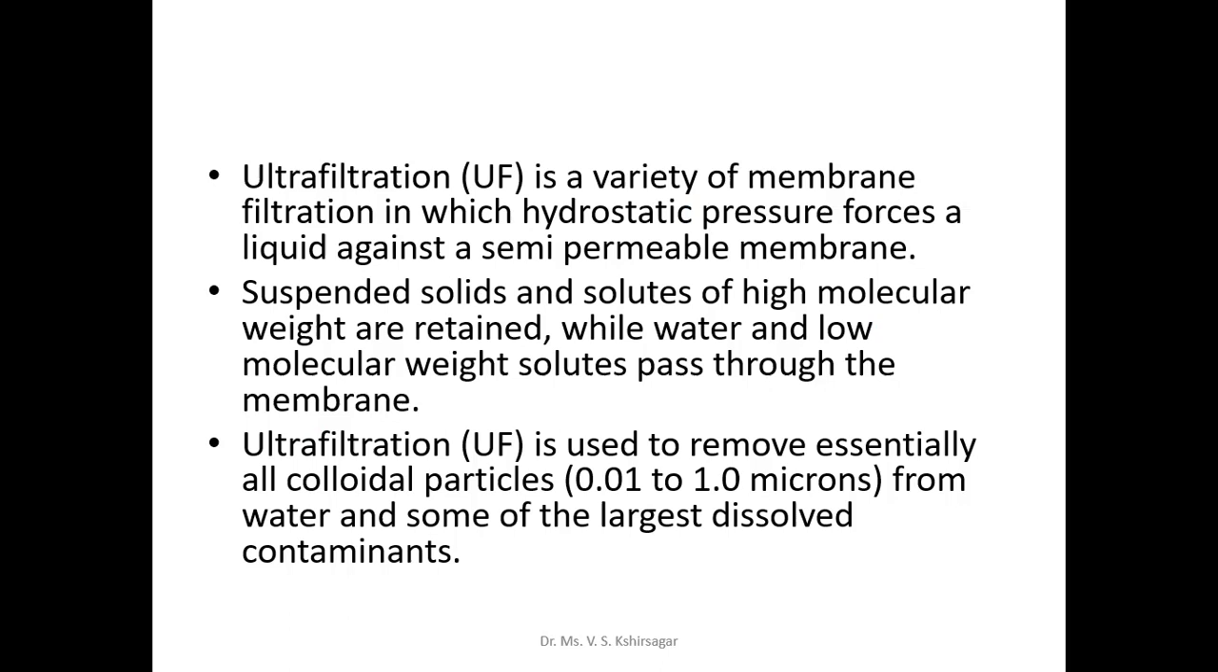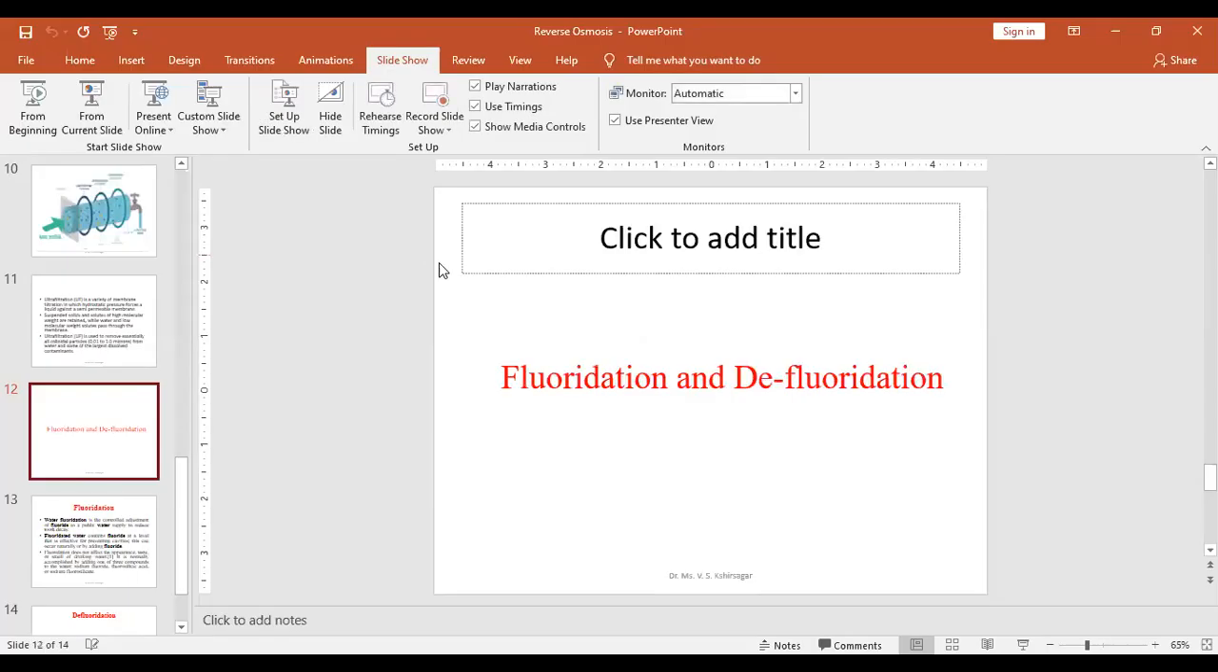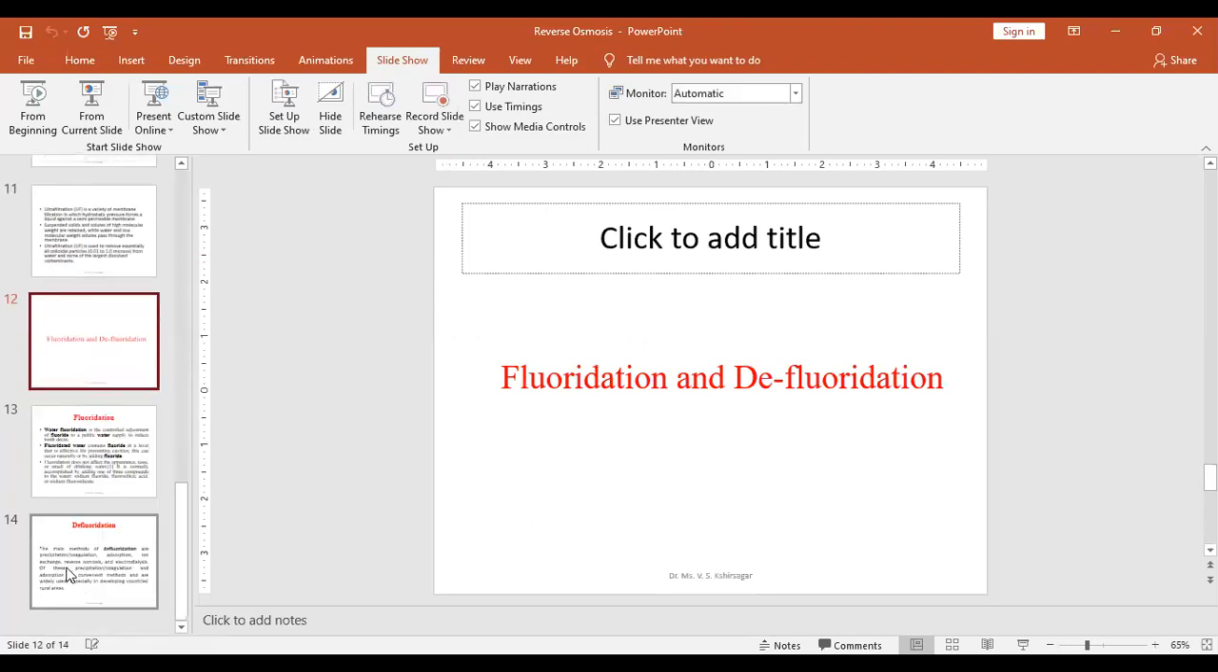Okay. Ultrafiltration is used to remove essentially all colloidal particles, that is 0.01 to 1 micron size, from water, and some of the largest dissolved contaminants. As we are using it after the primary and secondary treatment process, only the very fine particles can pass through.